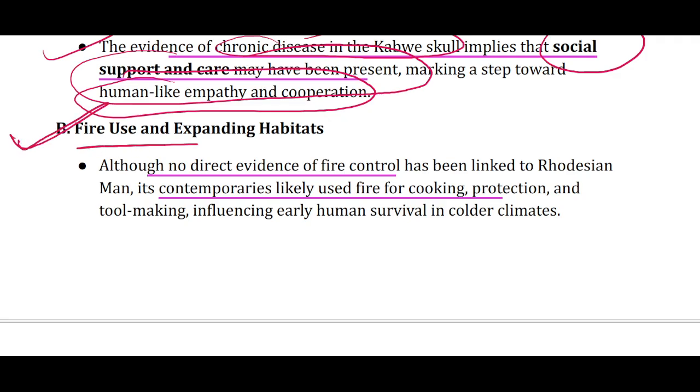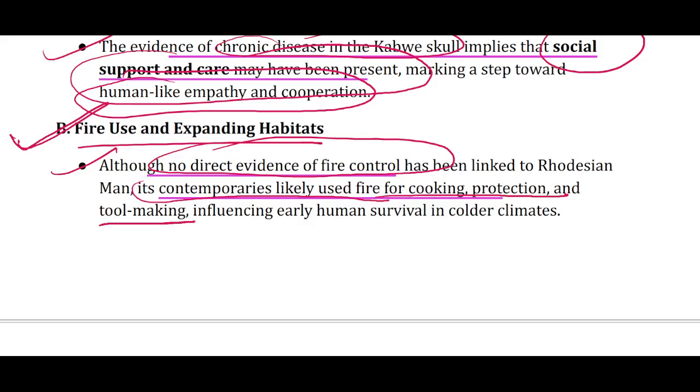Now, the third dimension is about fire use and expanding habitats. Although no direct evidence of fire use has been linked to Rhodesian man, its contemporaries likely used fire for cooking, protection, and tool making.